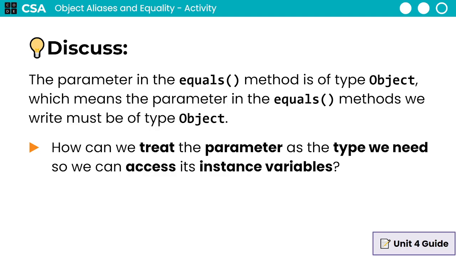The parameter in the equals method is of type Object, which means the parameter we must write is of type Object. How can we treat the parameter as the type we need so we can access its instance variables? Discuss amongst yourselves.